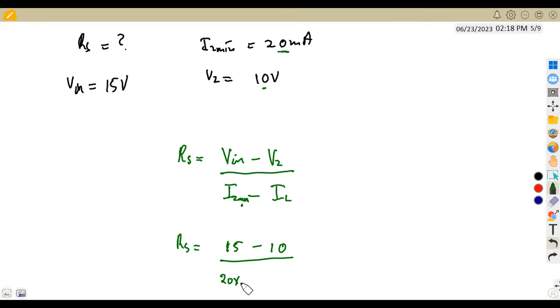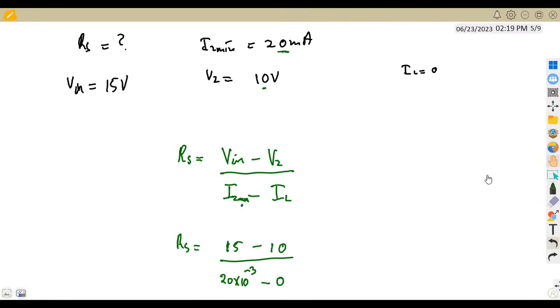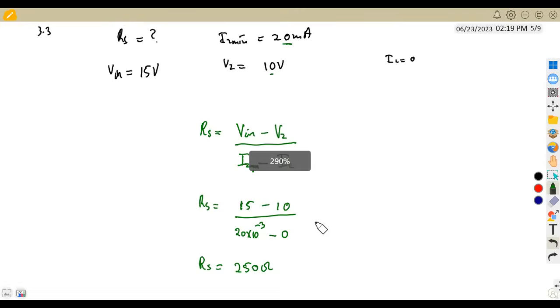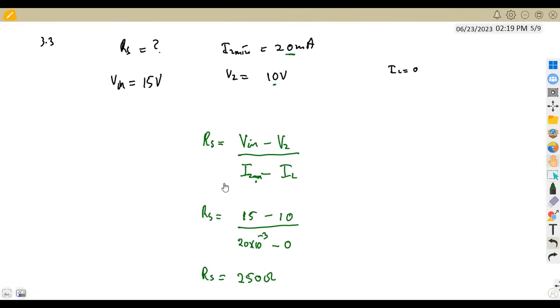So that is 20 times 10 to the exponent of -3 minus the current across the load. For this one, we do not have the current across the load, so that will be equal to 0. So in this case, we are going to use this as a 0. So that means we have the value of the series resistor. Our series resistor is going to be 250 ohms. So that is how we could have calculated this resistance, that is the series resistor to be used in connection with this part.